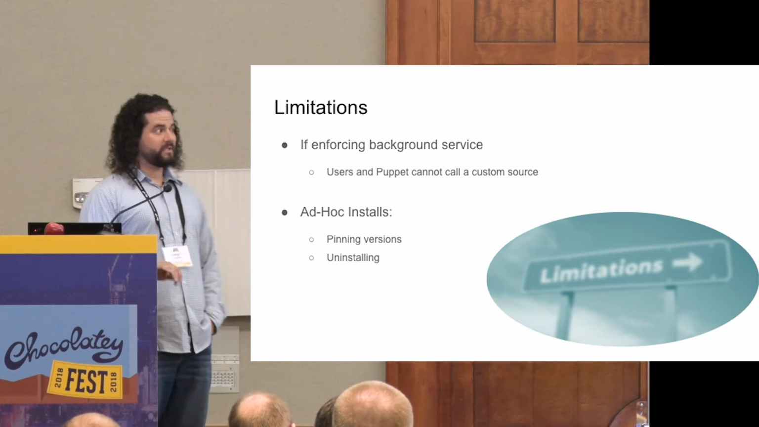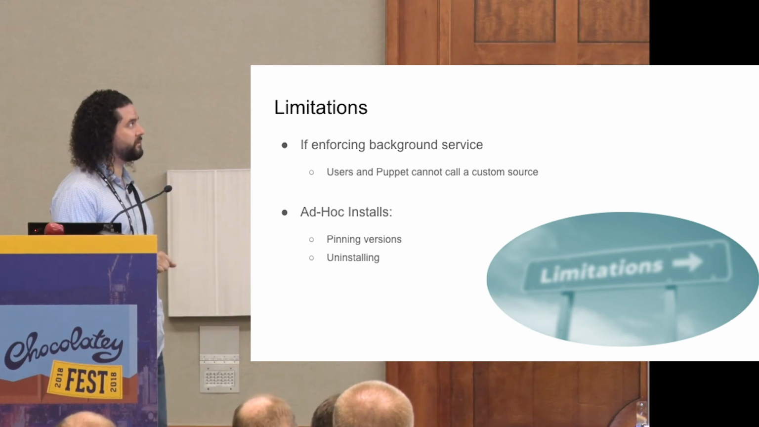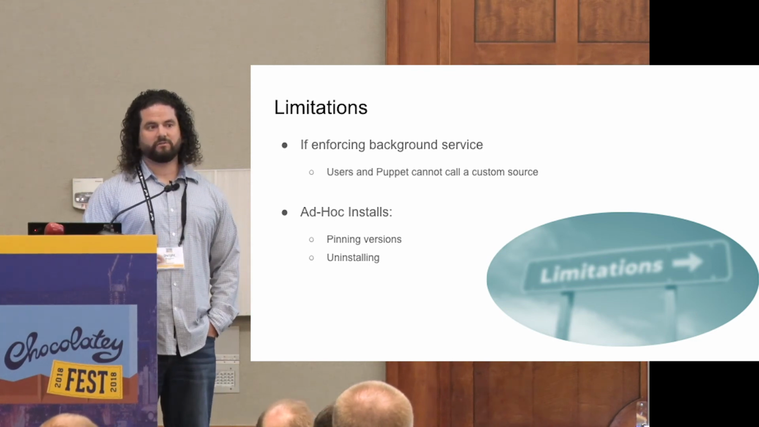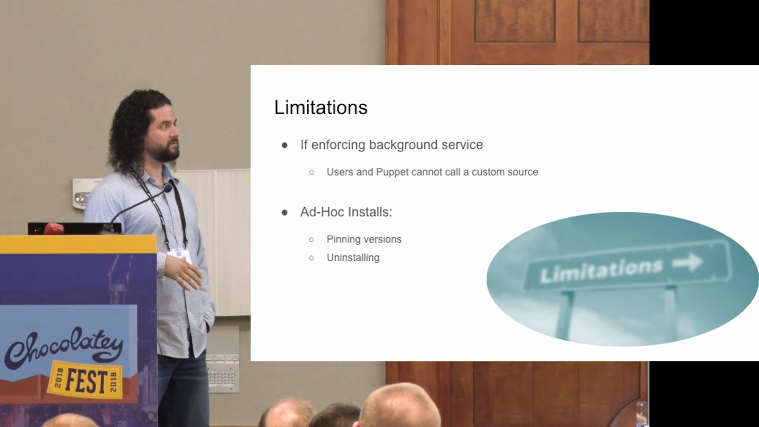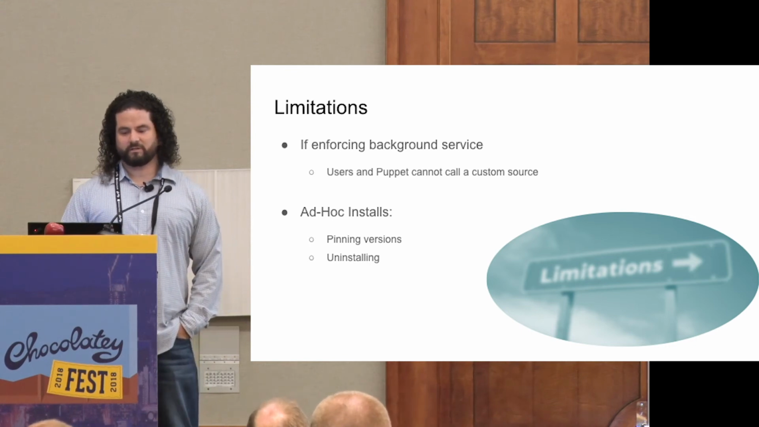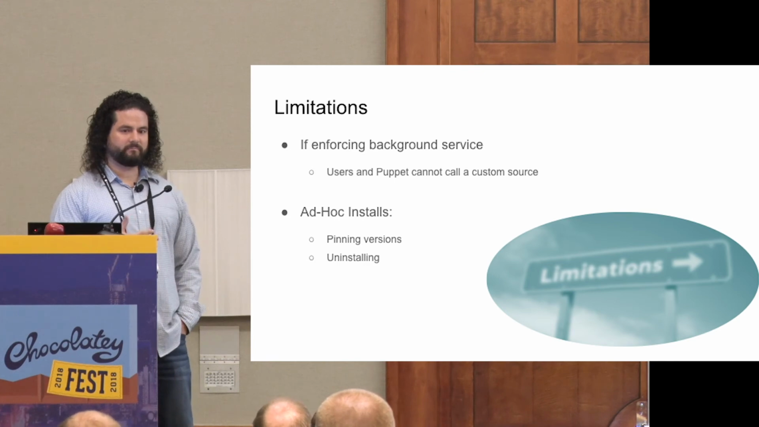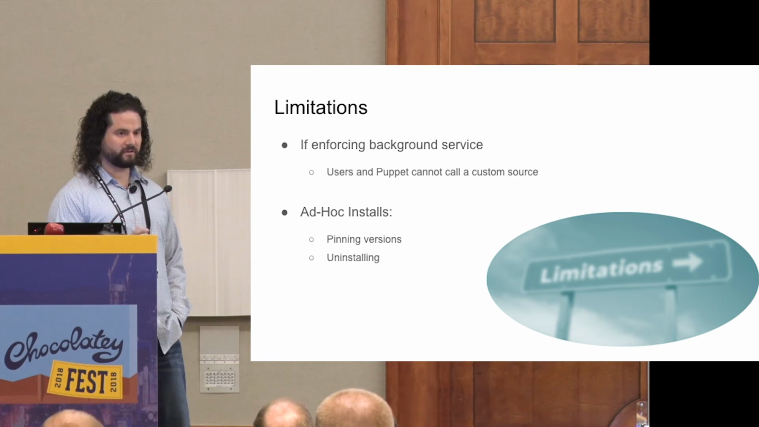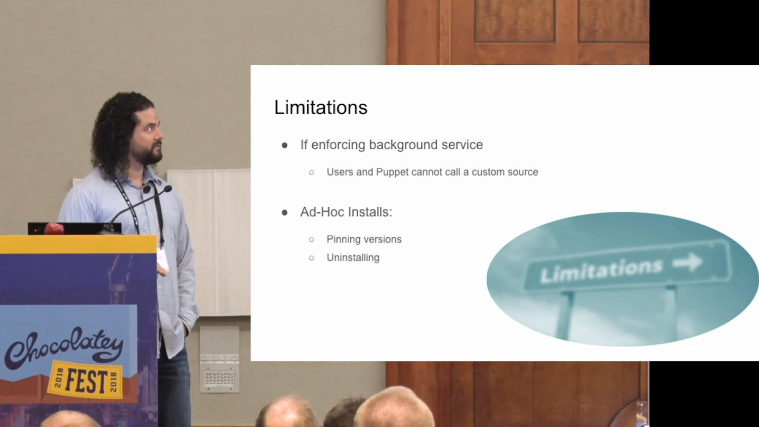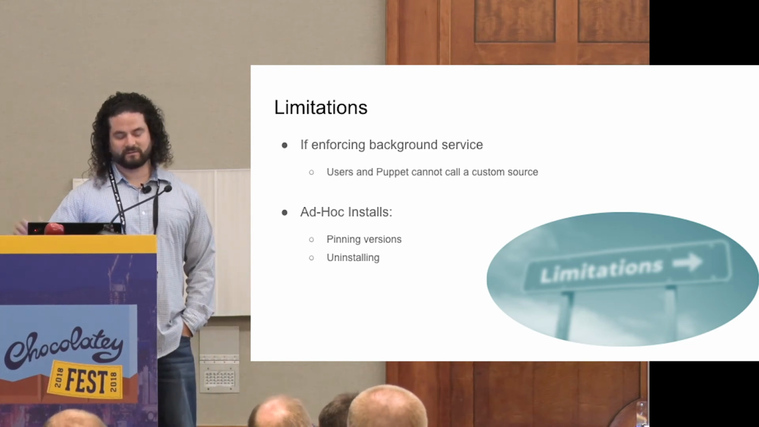And there are a couple of limitations in this process. So if you are using background mode, or the background service, you can't call a custom source. I call it a limitation. It's also a feature, right? You don't want users saying, I don't want to install software from the official Chocolatey repo. I want to install software from my homegrown stuff. And I'm bypassing the system because it's background service. No.